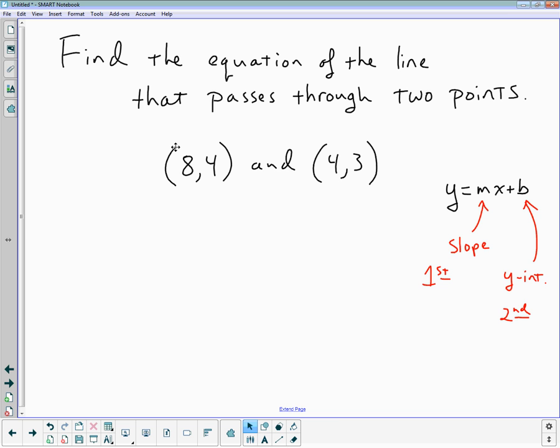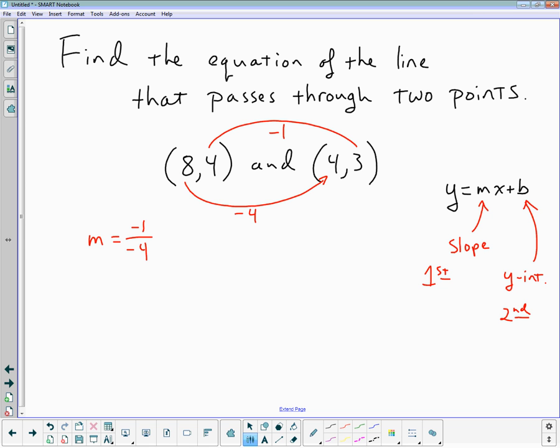I've shown you guys a method that I think works really well. How far do you go if you walk from 4 to 3? Going up, going down, how much? Come on, guys. Going down, how much? And if I walk from 8 to 4, how far did I walk? Down 4. So my slope is -1 all over -4. And you know how I feel about negative over a negative? What does it turn into? Positive. So we're going to use 1/4. That's going to be our slope. If you guys were rusty on finding slope, we're going to get that sharpened up today.